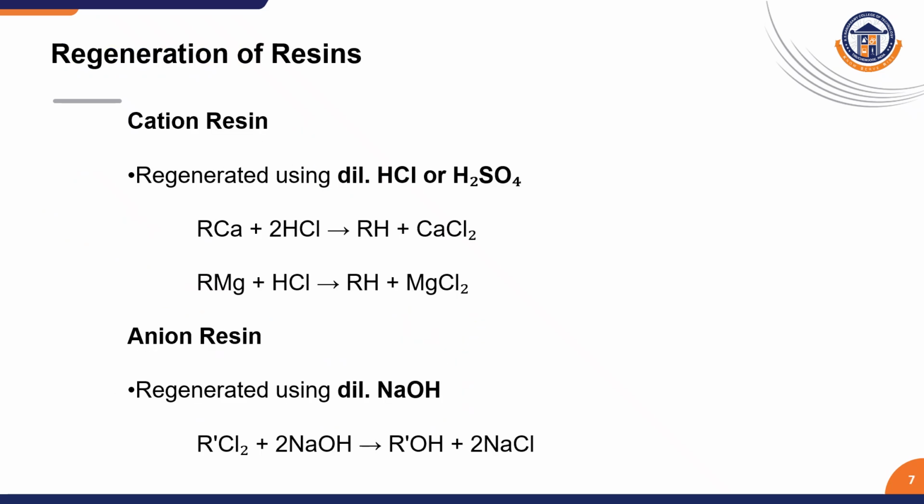Then we know that after a period, it will be exhausted, the reaction will be completed, so we have to regenerate the resins. For the cation resin used over there, regeneration uses dilute HCl or H2SO4. Dilute HCl or H2SO4 can be used for the regeneration of RH, so that we regenerate this RH for the next process. As well as the cation resin, we have to regenerate the anion resin.